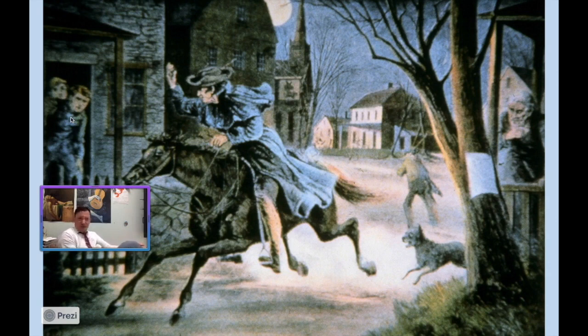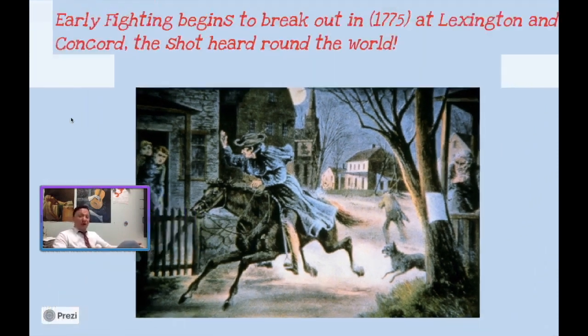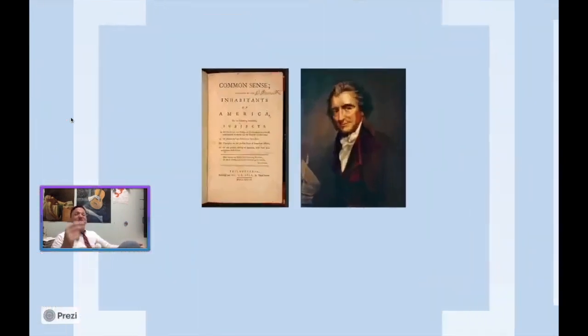Who else is coming? The Swiss? Now the thing about it, though, in general, is he rode that distance warning everyone to prepare themselves and to tell the men to get their weapons and to form the militia, right?